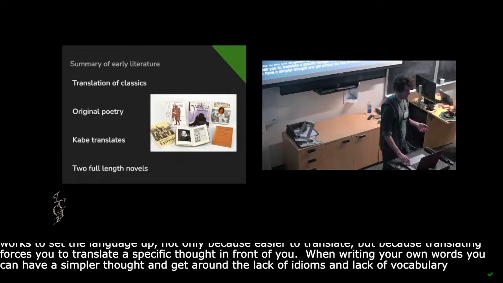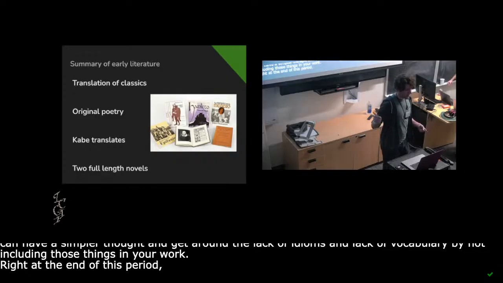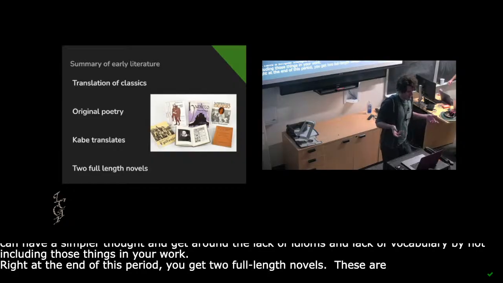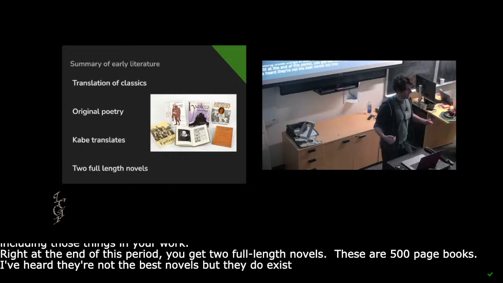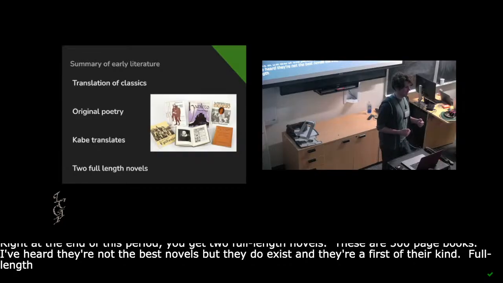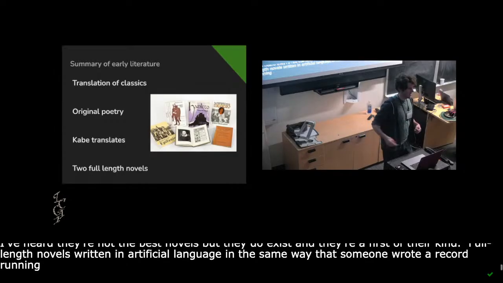And then right at the end of this period, we get 2 full-length novels, Chu Li and Castello de Prelongo. They're just these 500-page books. I've heard they're not the best novels, but they do exist, and they were first of their kind in that they were full-length novels written in an artificial language. It's the same way that someone breaking a record in running the fastest mile sets up breaking that record again, because you see, oh, somebody can do it that fast. I can do it too. And you get a lot more of these following the First World War.